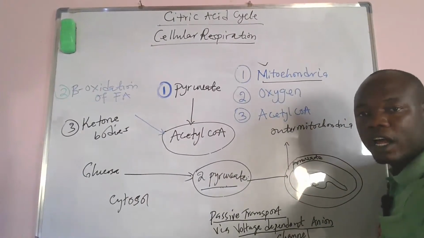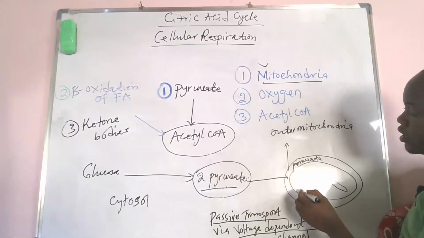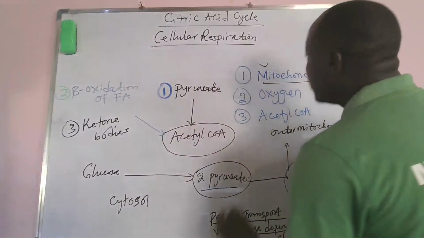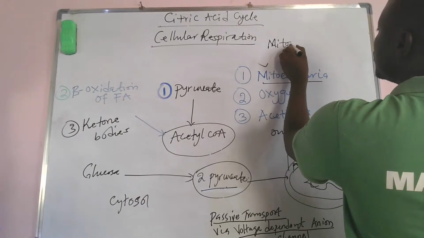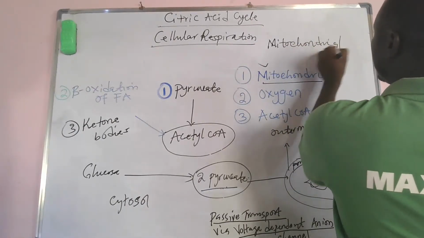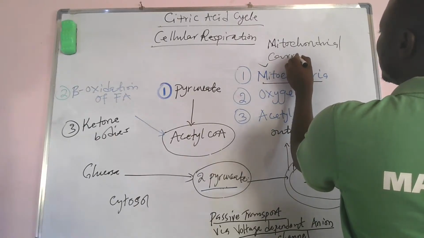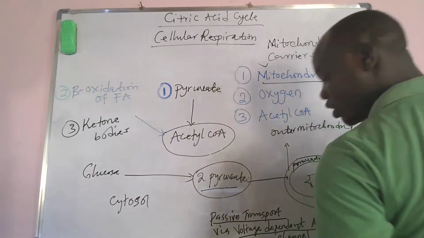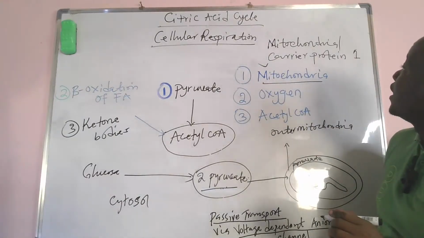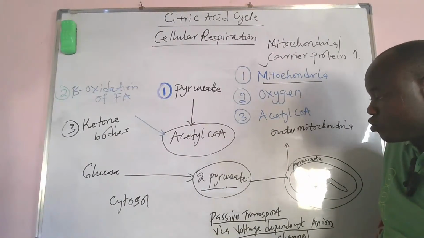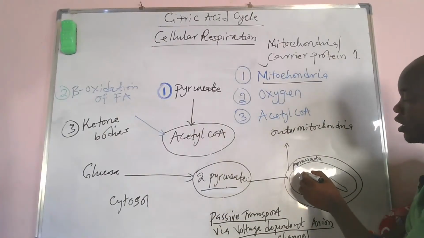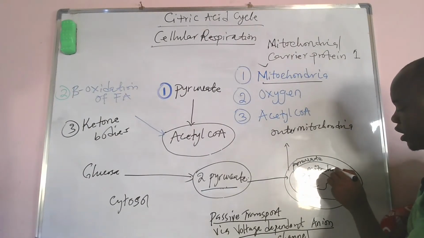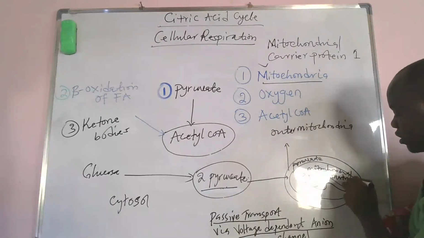So from this outer mitochondria, what happens next? Then there is what you call the mitochondrial carrier protein, another transporter. We have mitochondrial carrier protein 1 and mitochondrial carrier protein 2, which transport these two molecules of pyruvate from the outer mitochondrial membrane into the mitochondrial matrix. That is what I want you to understand.